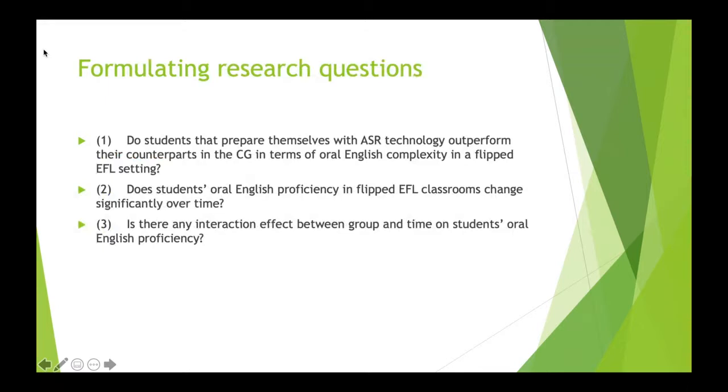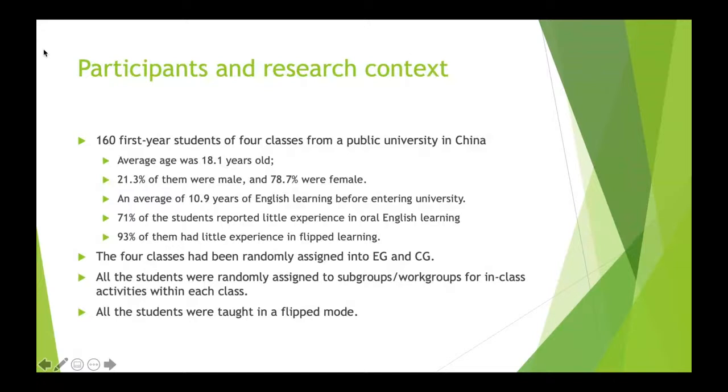We formulated 3 research questions to explore the between subjects effect, within subjects effect, and the potential group by time interaction effect. Altogether, a total of 160 first-year students of 4 classes from a public university in mainland China were enrolled in the study. Their average age was 18.1 years old, and you can see some more specific details about them.